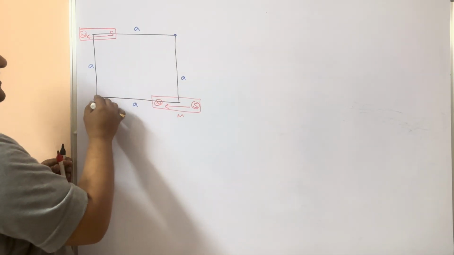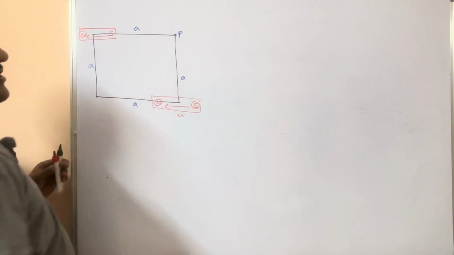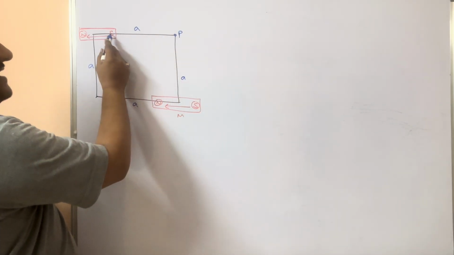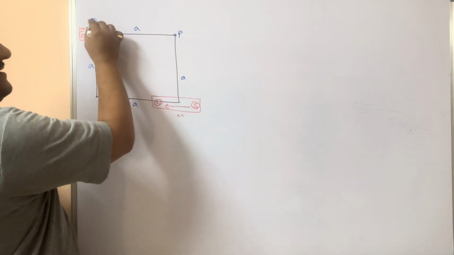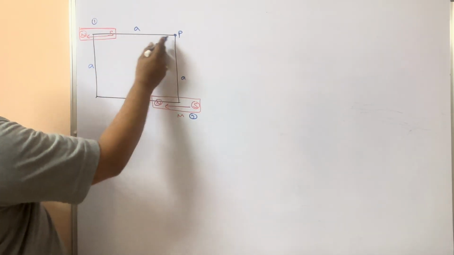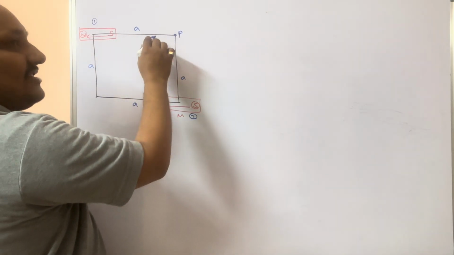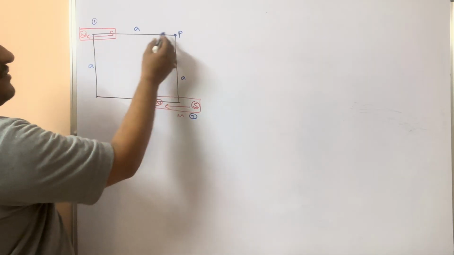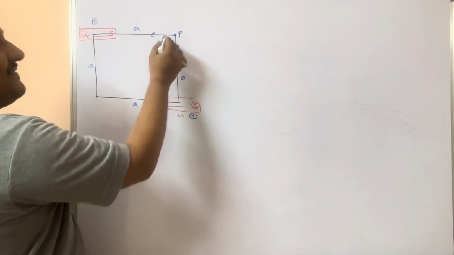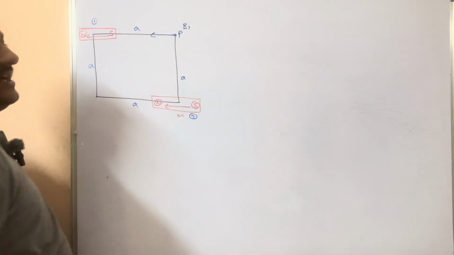Either this corner or this corner they are going to ask. So this is point P. This point P is on which line for the first magnet, second magnet? Point P is on the axial line. On the axial line, what is the direction of magnetic field? In the direction of south to north. Therefore, towards the left side. This is B1, you can assume.